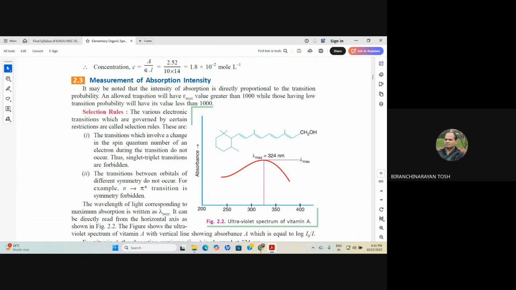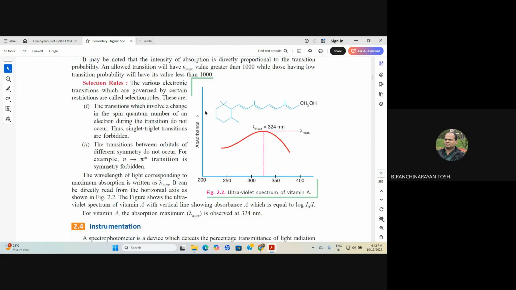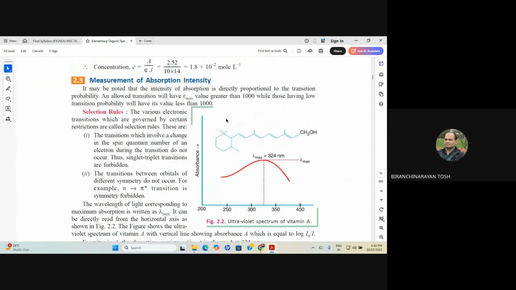Generally, it may be noted that the intensity of absorption is directly proportional to the transition probability, and an allowed transition will have an epsilon max value greater than 1000. If epsilon max is more than 1000, then it is an allowed transition. Those having low transition probability will have values less than 1000. Okay, so that is the thing.